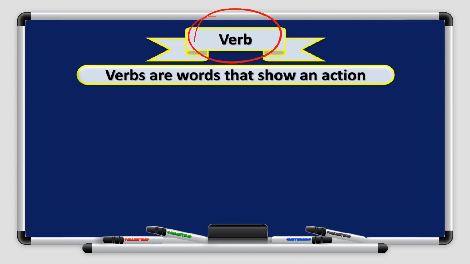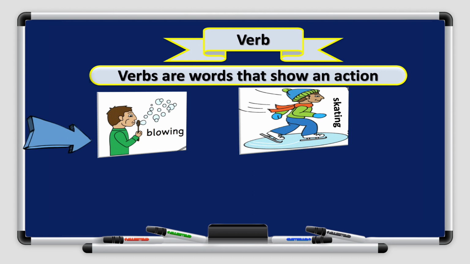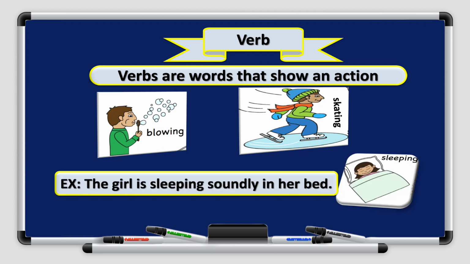What about verbs? Verbs are words that show an action. You are doing something here. For example, blowing, skating, sleeping, eating, dancing, drinking. These are all verbs. Let's take an example. The girl is sleeping soundly in her bed. There's an action that is being done here. What is the girl doing? She is sleeping, and that's our verb here.